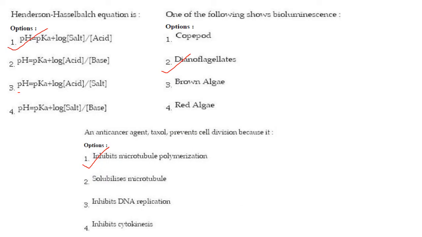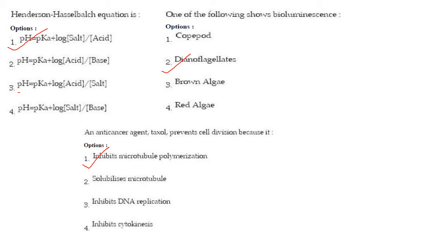Option 1. Henderson-Hasselbalch equation is, options are: 1. pH is equal to pKa plus log salt by acid. Option 2. pH is equal to pKa plus log concentration of acid by concentration of base. Option 3. pH is equal to pKa plus log concentration of acid by concentration of salt. And 4. pH is equal to pKa plus log concentration of salt by base. Answer is option 1. pH is equal to pKa plus log concentration of salt by concentration of acid.